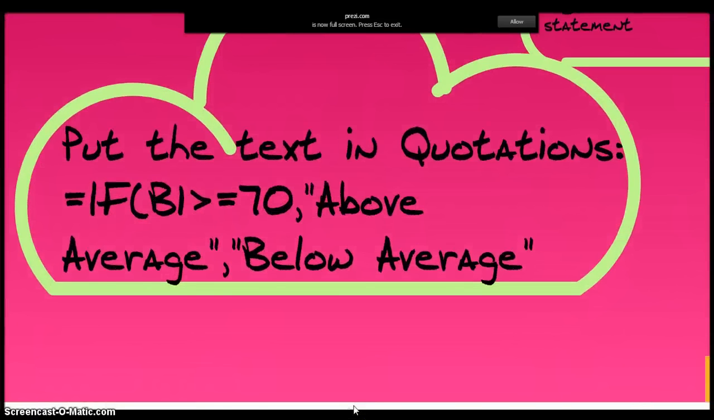All right, now the last thing that we want to talk about is when you have text in an if function. So if you put text in an if function, then you have to have quotation marks around it. So for example, if B1 is greater than or equal to 70, then you want the text above average to appear in the cell. And again, because this is text, we put quotations around it. If B1 is less than 70, then the answer is below average. And again, you want the text below average to appear, so we put the quotations in.